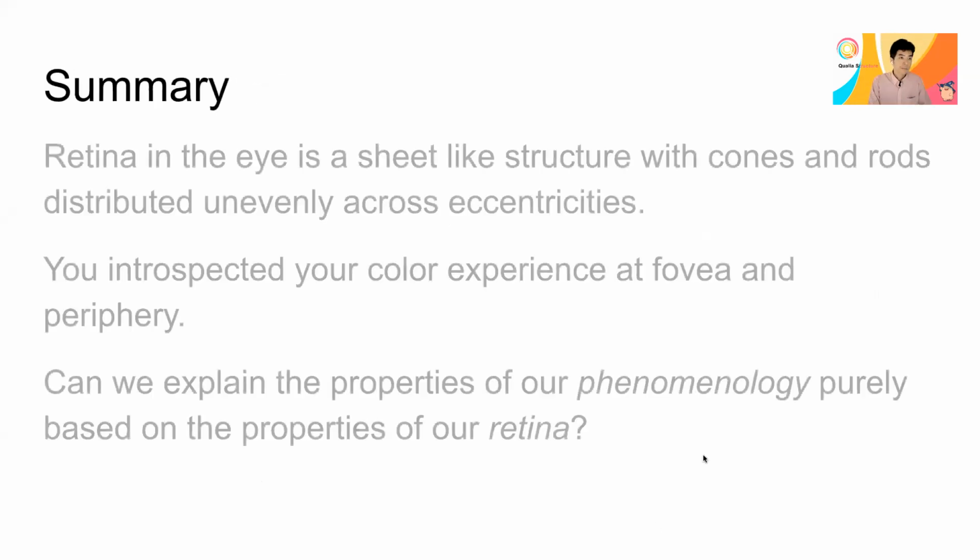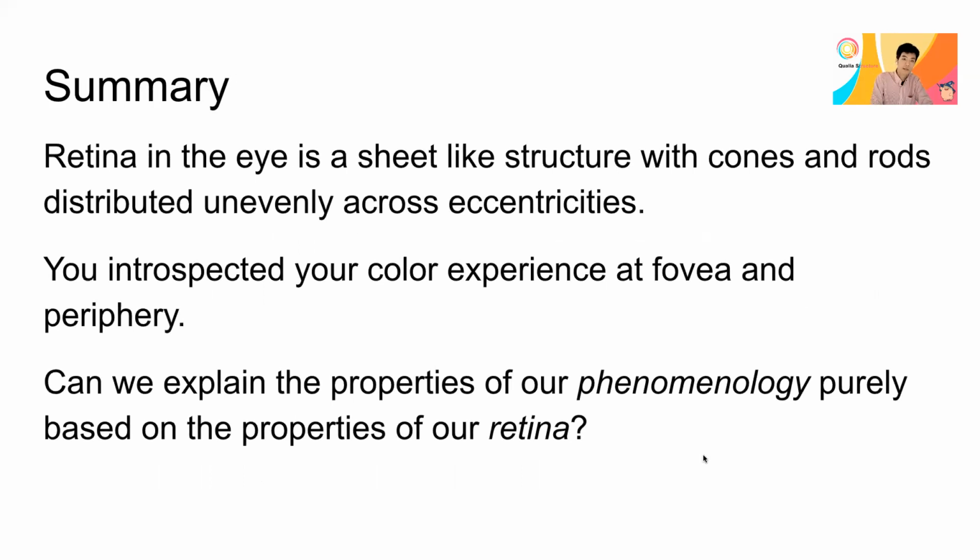All right, in summary, the retina in the eyes is a sheet-like structure with cones and rods distributed unevenly across eccentricities. You introspect your color experience at the fovea and the periphery. Stop here and try to think: can we explain the properties of our own phenomenology purely based on the properties of our retina? Think about it and try to write it down if you have an explanation. If you don't, just declare that you have no idea. And let's see whether we can do better next week.